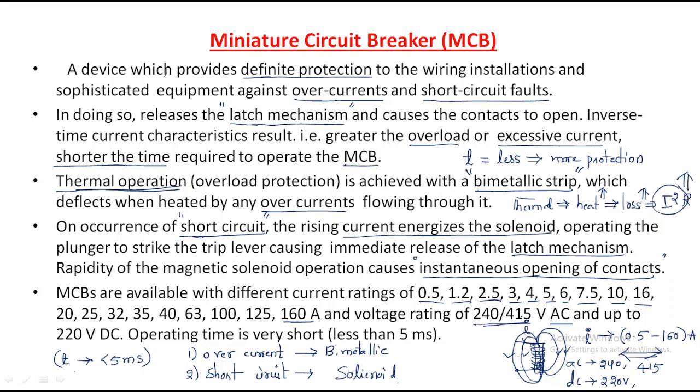So the important points are: the current rating is 0.5 amperes to 160 amperes. The voltage rating is 240 to 415 volts for AC and 220 volts for DC. That means it is used in homes and offices, with single phase supply and three phase supply. Next.